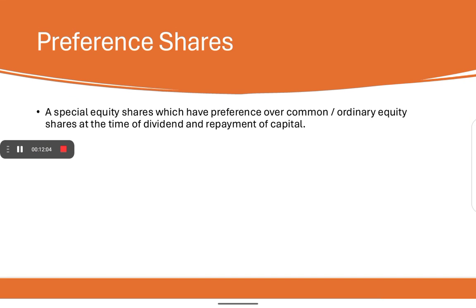Preference share. Shares are of two types, equity shares and preference shares. Equity shares are the real owners and they have residual rights after the payment of all the other stakeholders. Whereas a preference share is a special kind of share which has a preference over common and ordinary equity shares at the time of dividend and repayment of capital. That means that the dividend is fixed here. Just like debentures, they are also issued as 12% preference shares. That means that the preference shareholder has a right to a 12% return.